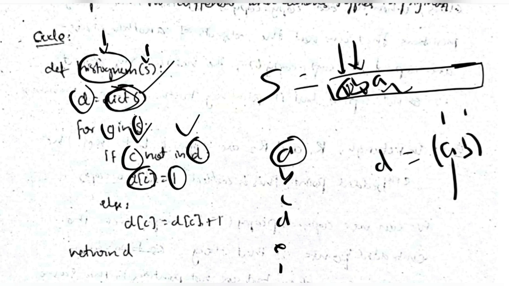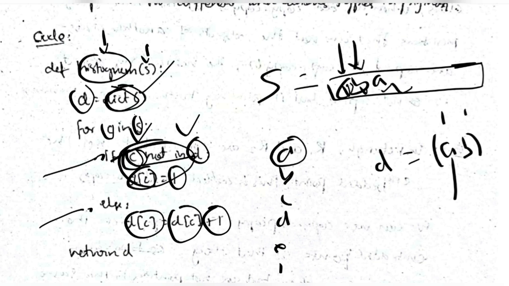Again I encounter a. So in this case this will not run. What will run is the else part, because c is already in d, I cannot go with this part. Else d of c is equal to d of c plus 1. What is d of c? D of a. C is the letter a, and in that already 1 is there. So 1 plus 1, it will be 2.